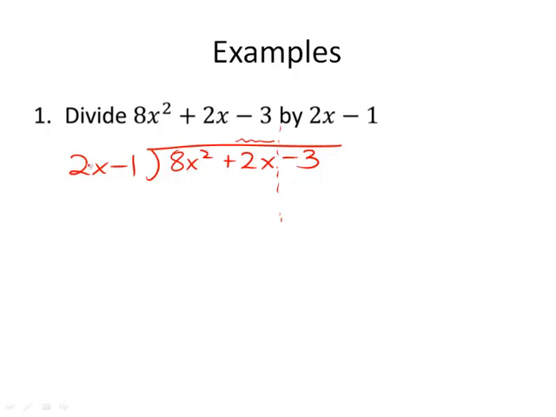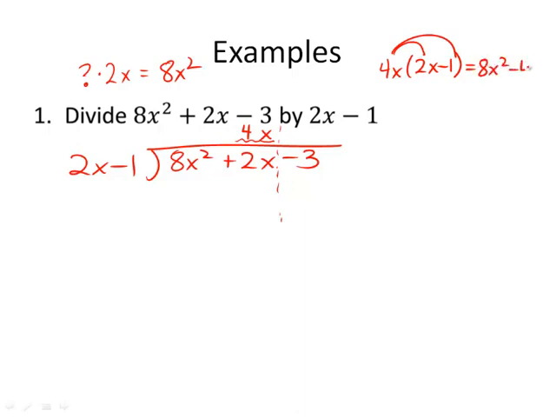So what times 2x will give us 8x squared? You can even write it on the side. Well, we will need to have a 4, because 4 times 2 is 8, and we'll need to have an x, because x times x gives us x squared. So let's try that. If you want to do this on the side, what you're really doing is 4x times 2x minus 1 is equal to, distribute that, 8x squared minus 4x. And that's what we're doing here. You don't need to write it on the side, but that's actually what's happening right here.